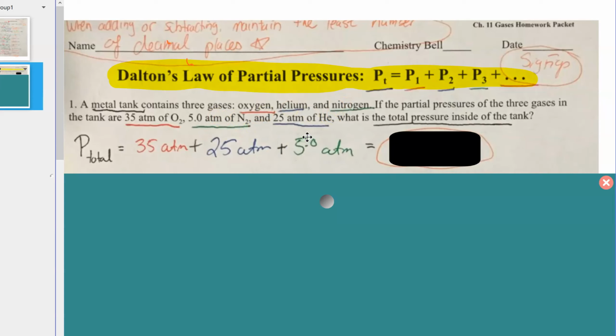What's P total? Well, we add all of them up. So use your mental math or use a calculator, and you should get 65 atmospheres.